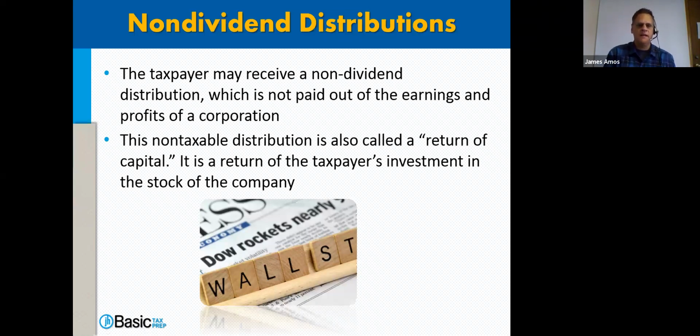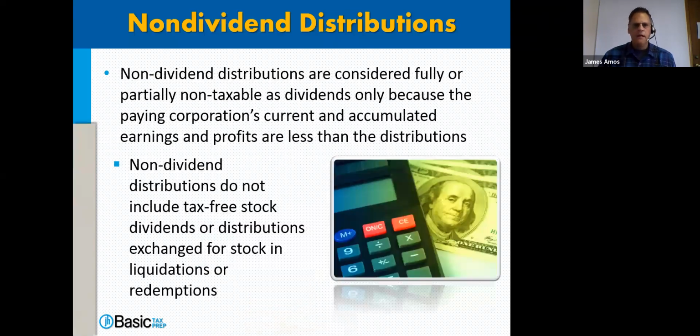So that's a non-dividend distribution, which makes sense if you think about it. A dividend distribution is money I get from the profits of the company. A non-dividend distribution is money I receive back from my original investment, my capital in it. Now, there's a lot more to this, and we're going to go into it a little bit, but I don't want to get too deep into this because we could spend an entire 4-hour session talking about how companies handle this, and we don't need to get that far into it to help you with part 1 here. So non-dividend distributions are considered fully or partially taxable as dividends only because the paying corporation's current and accumulated earnings and profits are less than the distributions.